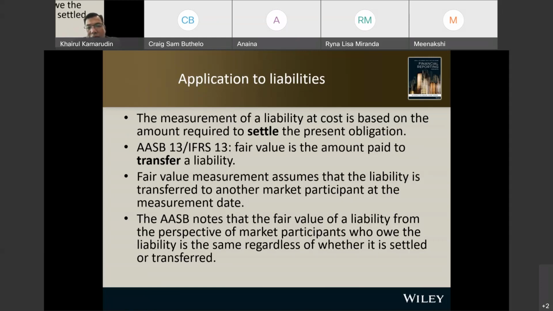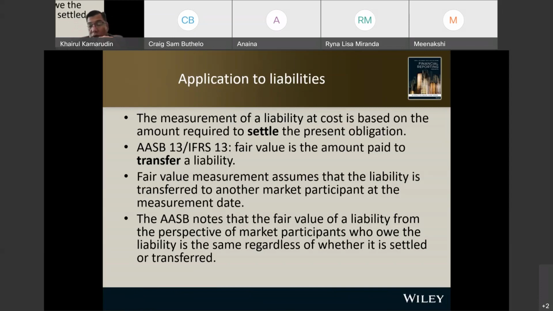So fair value measurement assumes that the liability is transferred to another market participant at the measurement date. If you have borrowed money from the bank, you transfer the liability back to the bank. If you have debentures or bondholders, you're going to transfer the liability to the debentures or bondholders. So you don't have the liability anymore, in simple words. So the IASB notes that the fair value of liability from the perspective of a market participant who owes the liability is the same regardless of whether it is settled or transferred.